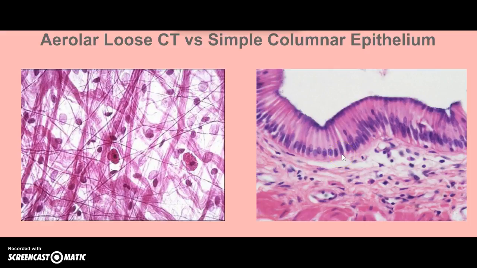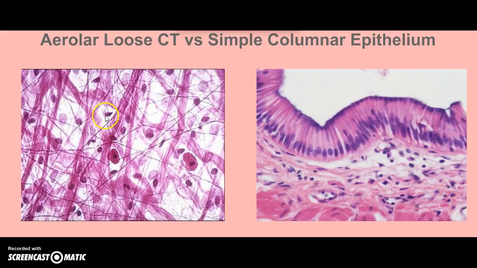Epithelium tissues are avascular, which means they do not have their own blood supply. The majority of connective tissues are vascular, with the exception of cartilage. Epithelium receives their nutrients via diffusion of substances from the underlying connective tissue. So down here, this stuff would nourish these cells.